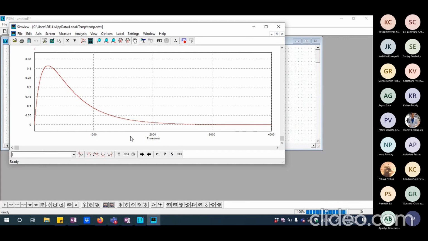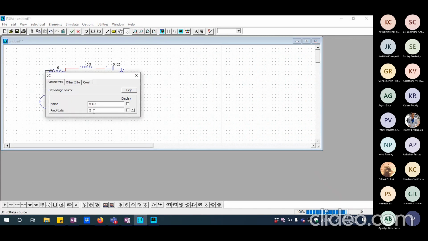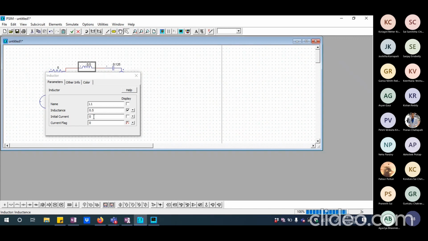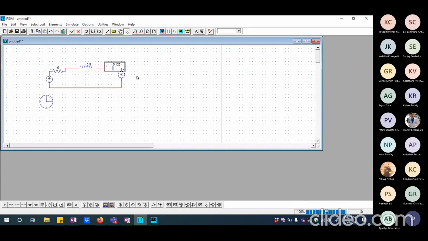Okay. Now let me try to look at this again with some kind of initial condition and 0 voltage. So let me make this voltage 0 and take the initial condition. The initial condition I am taking here as maybe 1 ampere, and I'm taking the capacitance initial condition as something like 2 volts. Okay, so let me run this once again and see what happens.